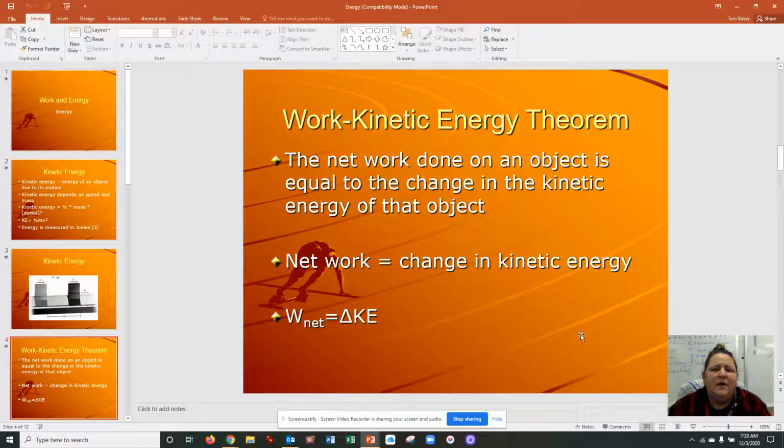So, the work kinetic energy theorem. This tells us how kinetic energy and work are related. The net work done on an object is equal to the change in kinetic energy of that object. The net work is equal to the change in kinetic energy. Here it is. W net is equal to delta, which remember means change, of kinetic energy.